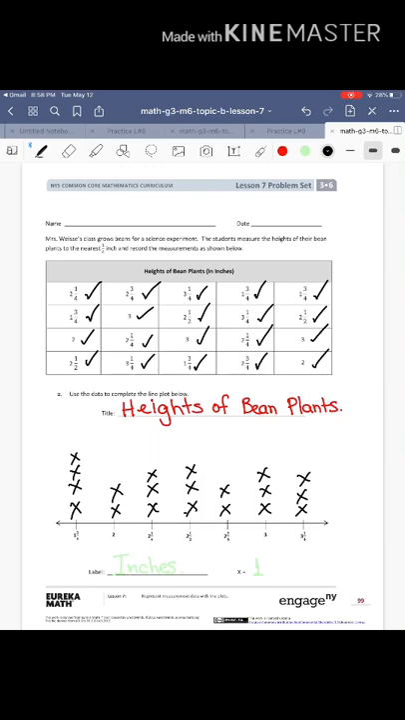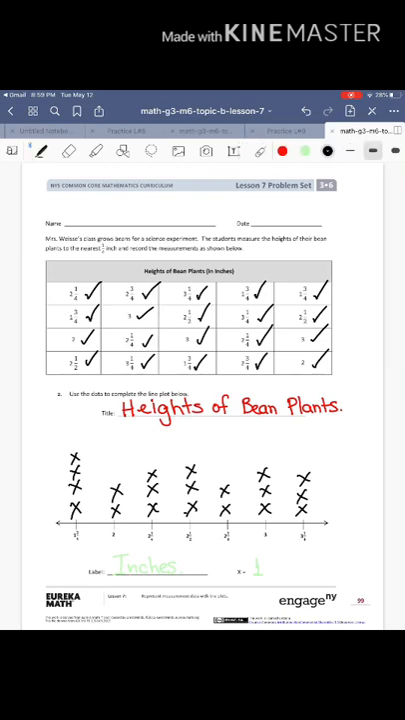Okay. So how do I know I put all of them? Well, if I have 1, 2, 3, 4, and 1, 2, 3, 4, 1, 2, 3, 4, 5, I have to have a total of 20. So let's count if that's the number of X's I have on the line plot. 1, 2, 3, 4, 5, 6, 7, 8, 9, 10, 11, 12, 13, 14, 15, 16, 17, 18, 19, 20. So I'm pretty sure I have all of them right.